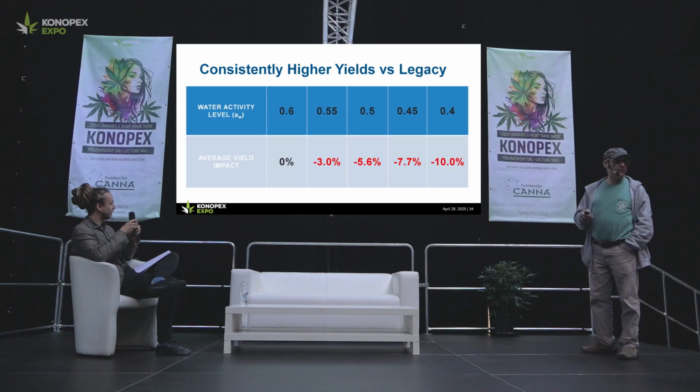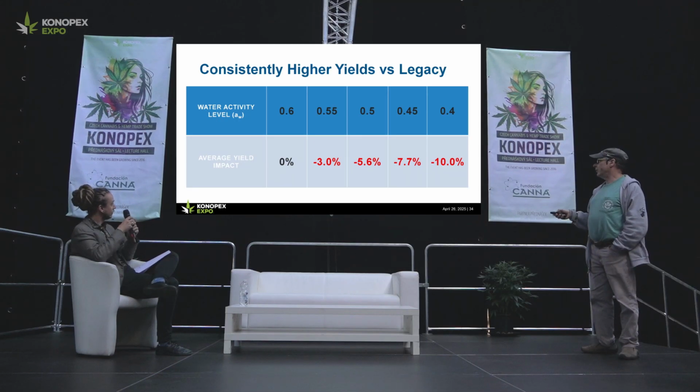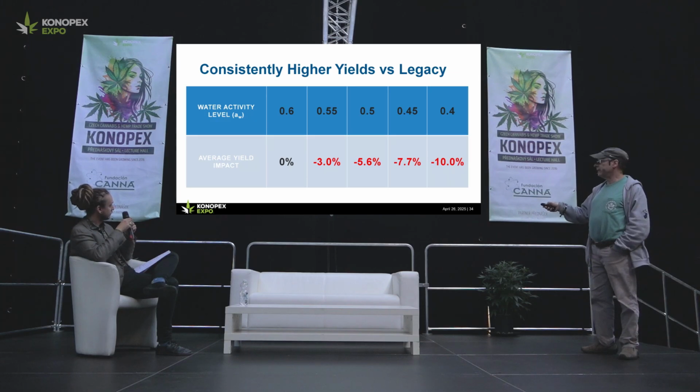And now we can talk about the revenue component. At 0.6 is at baseline. If you dry your flower to a 0.5 water activity, you've lost 5.6% of your revenue, top line sales.